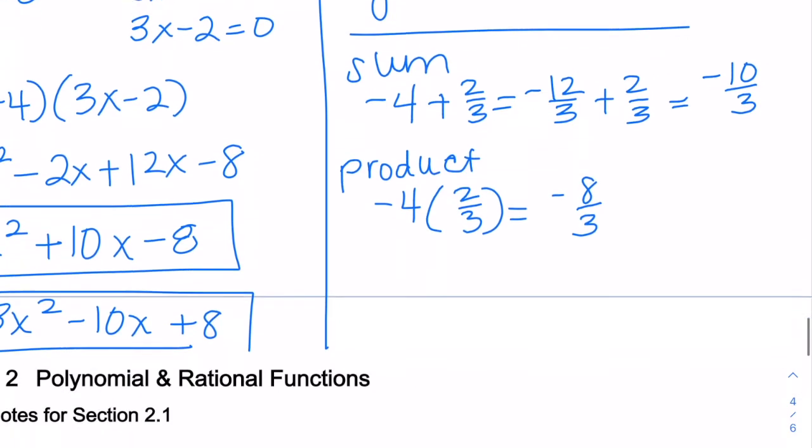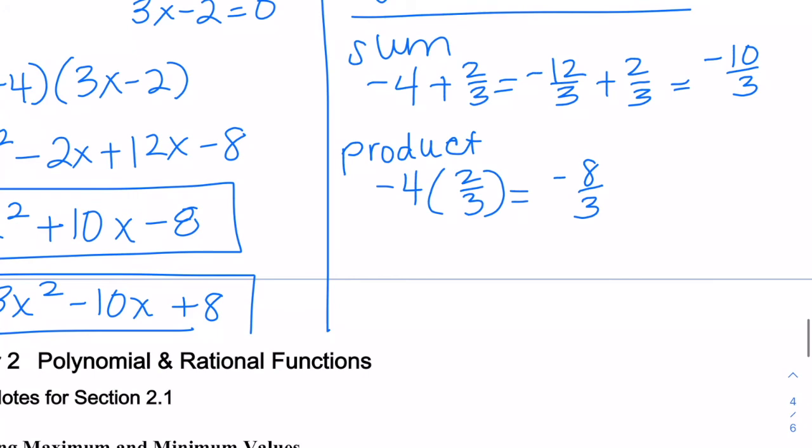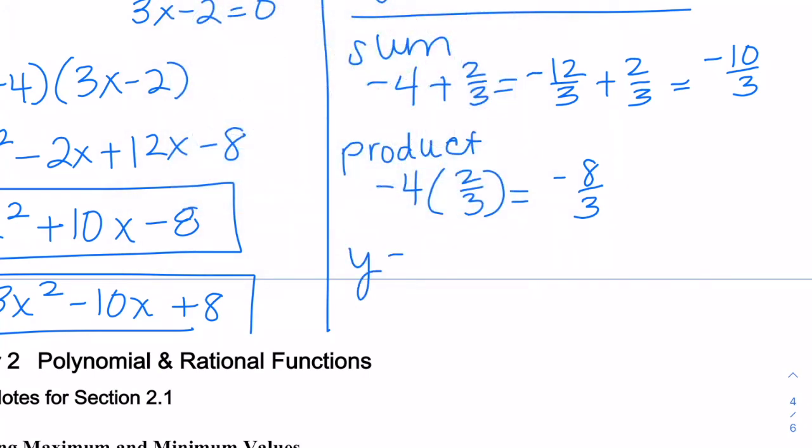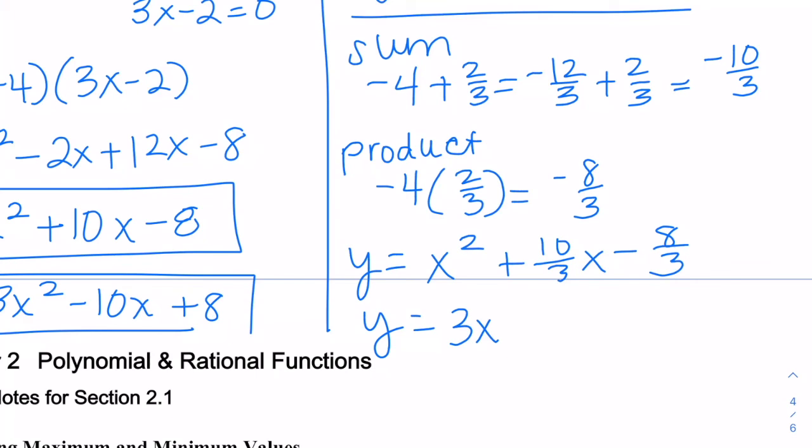So the equation would be y equals x squared minus the sum, or plus 10 over 3 x, minus 8 over 3. Now those don't have integral coefficients, so you can multiply everything by 3. So we get 3x squared plus 10x minus 8, and you can see that we get back to that equation that we got before.